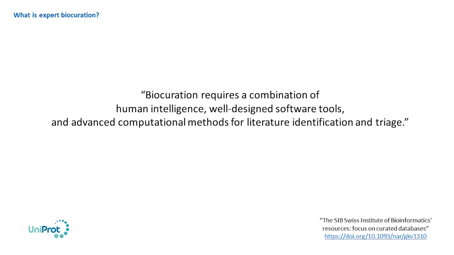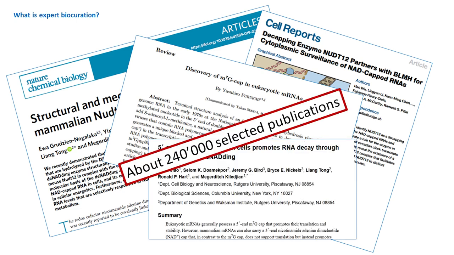To give you an idea of the scope of the body of literature on which Swiss-Prot is based, biocurators have gone through almost 240,000 carefully selected publications, which means they have critically extracted and reviewed information from these publications to provide summaries of the knowledge available for every single protein.